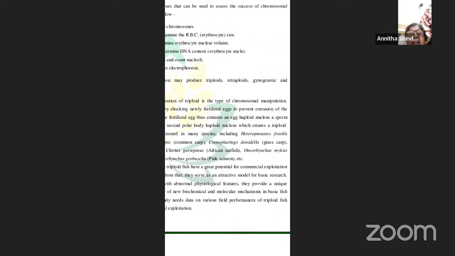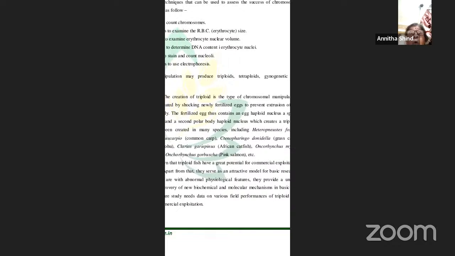Triploids have been created in many species. So what they're saying is, when you want to produce a triploid, you have to collect a newly fertilized egg, and then give it the shocking treatment. By any shock method, that is, you can give a temperature shock, a chemical shock, or a pressure shock. When you give this treatment, it will prevent the extrusion of the second polar body, meaning the second polar body will not be allowed to form.